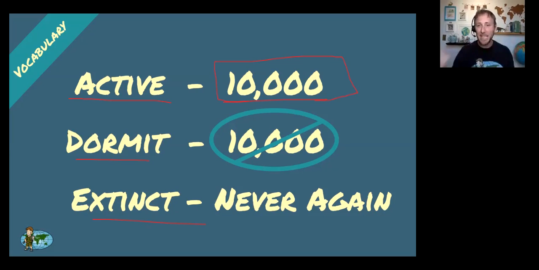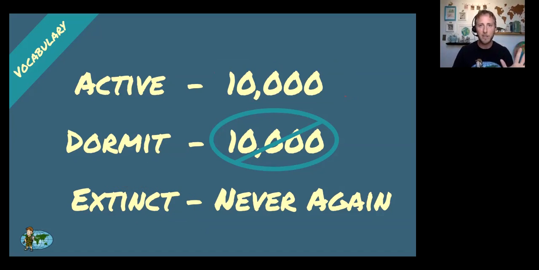If it has not erupted within the last 10,000 years, we call those dormant volcanoes, but we think it will erupt sometime again in the future. And an extinct volcano is a volcano that we think is never going to erupt again. So those are the 3 classifications of volcanoes: active, dormant, and extinct.